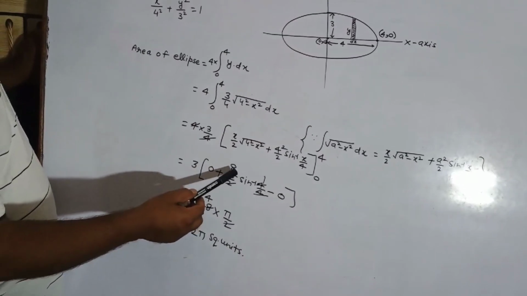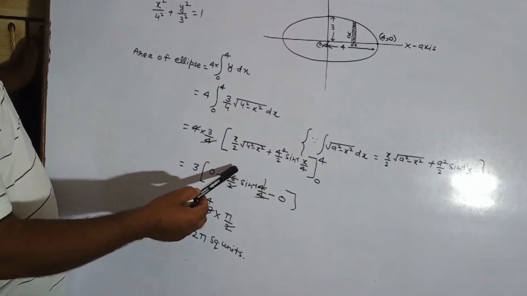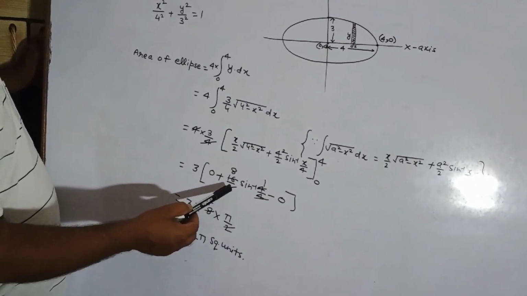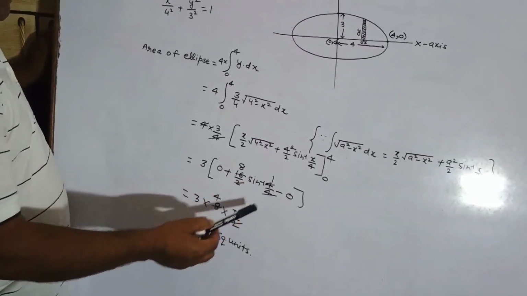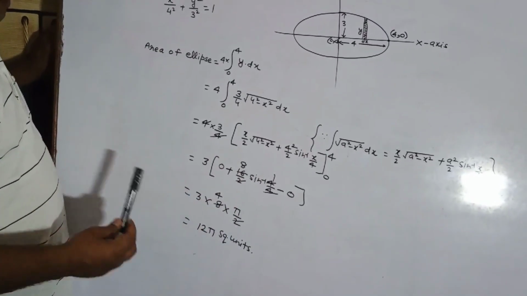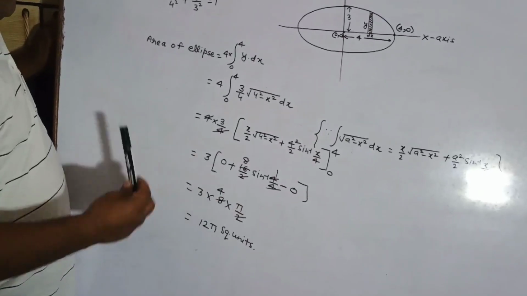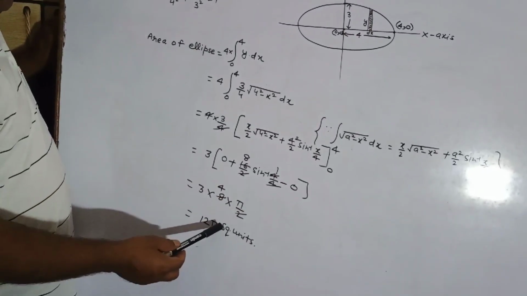This will be 3 multiplied by 8 times 2, that is 16, and this will be sine inverse 1. Sine inverse 1 will be pi by 2. 2 4s are 8, 3 4s are 12 pi square units.